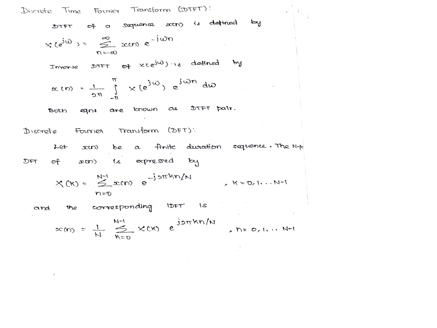And also the inverse discrete time Fourier transform of the sequence is defined by x of n is equal to 1 by 2 pi integral minus pi to pi X of e power j omega times e power j omega n with respect to d omega. This is the inverse discrete time Fourier transform.